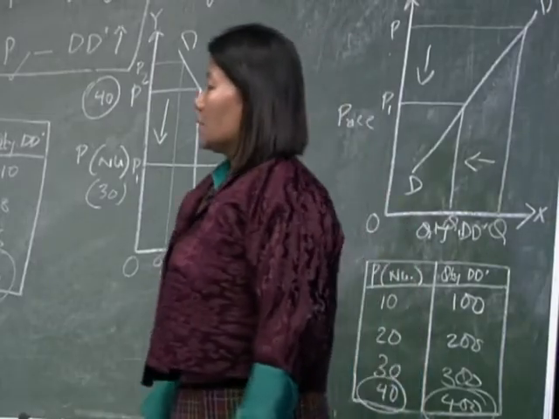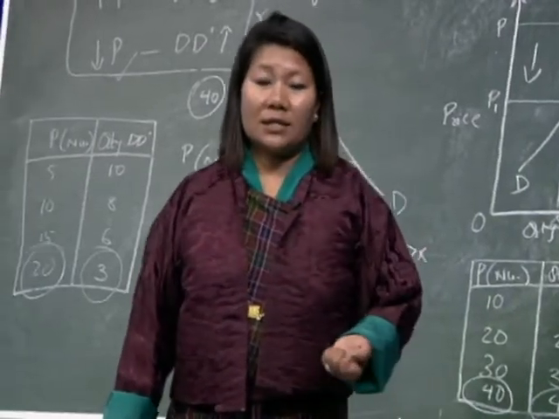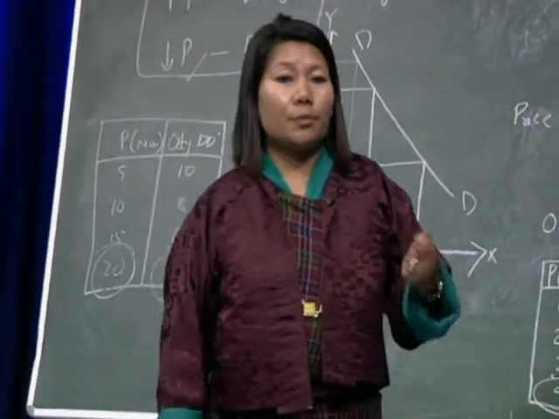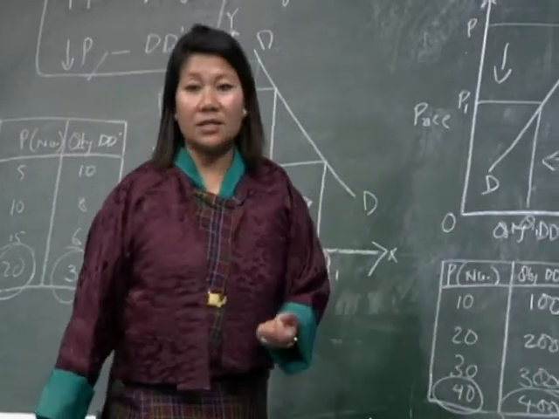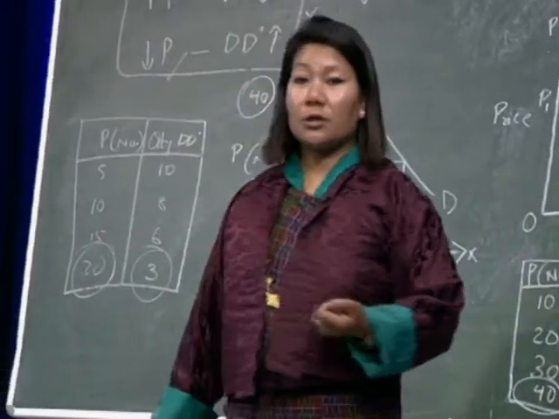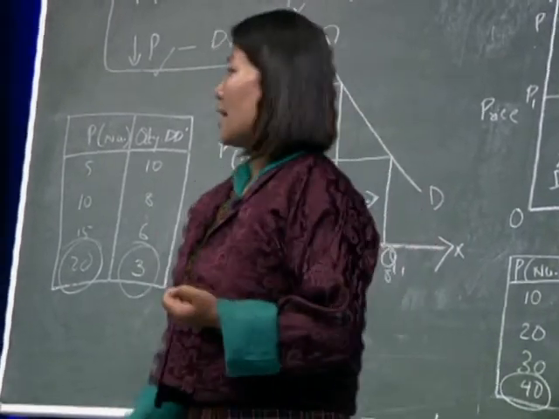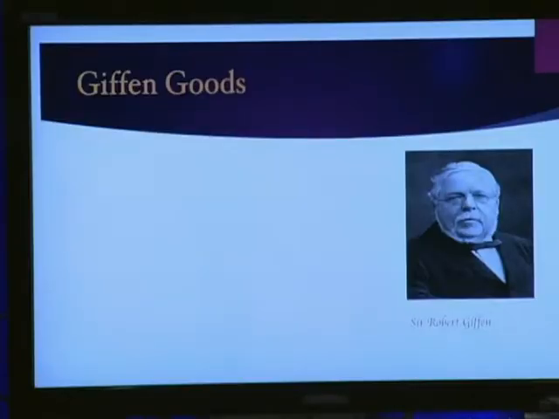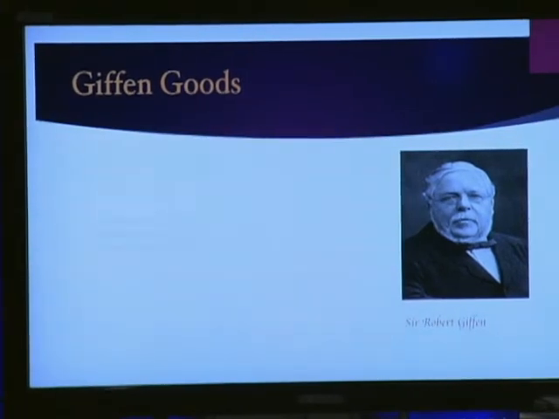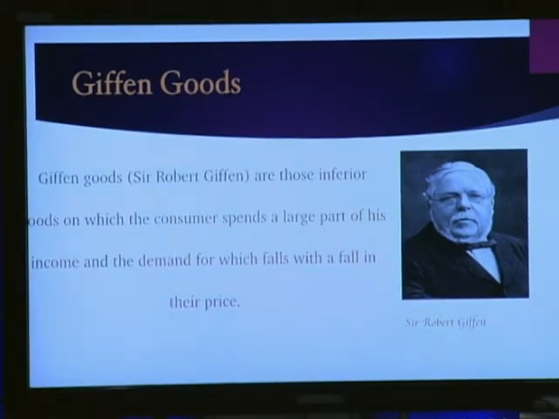Okay. So the number one factor that is causing the demand curve to be positively sloped is the Giffen's good. Giffen's good is a concept derived by Sir Robert Giffen, and he is the man here, all right. What he said is that Giffen goods are those inferior goods, low quality goods on which the consumer spends a large part of his income and the demand for which falls with a fall in their price.